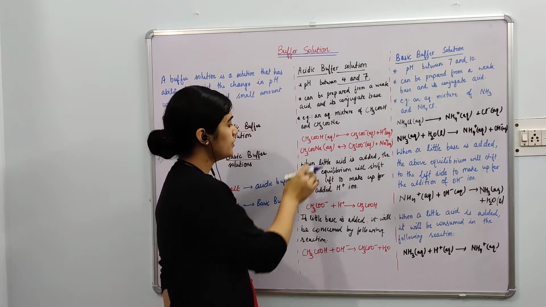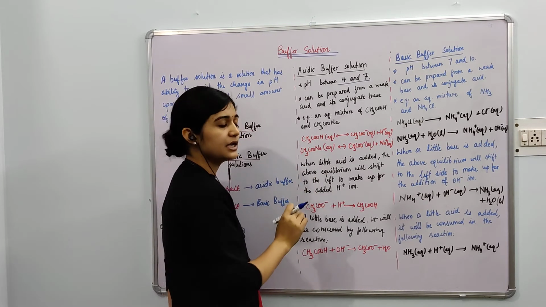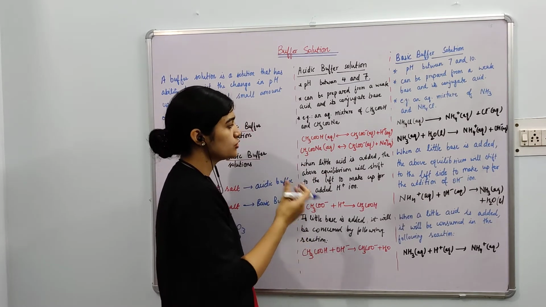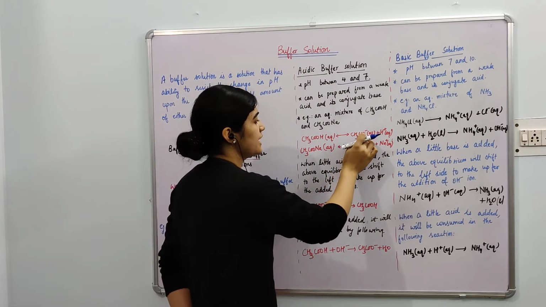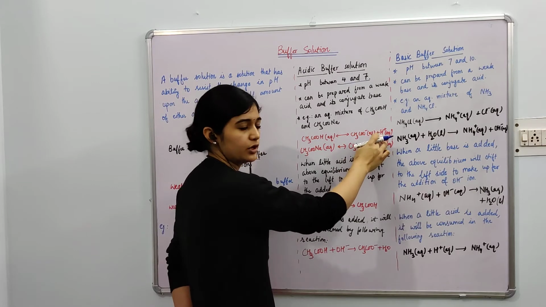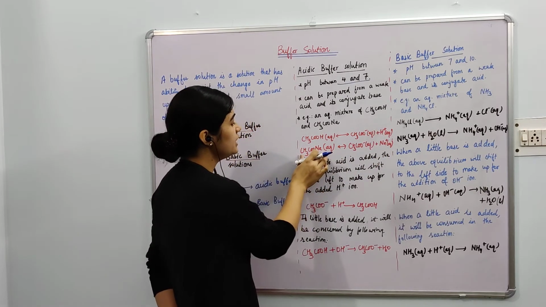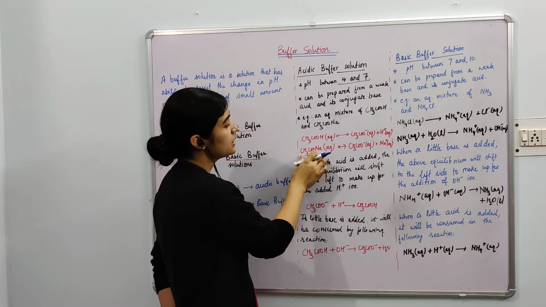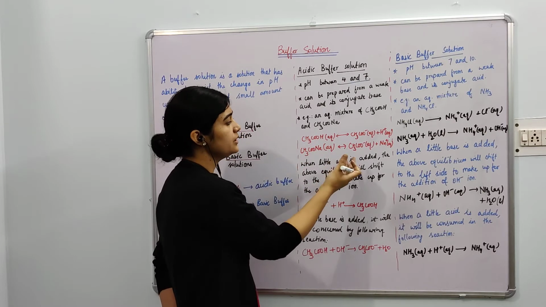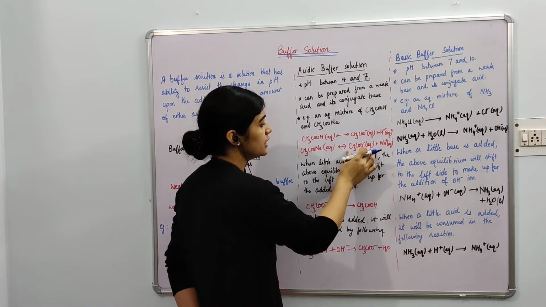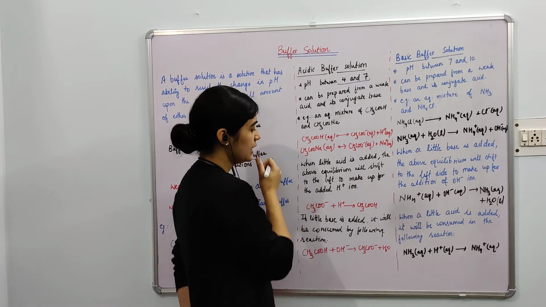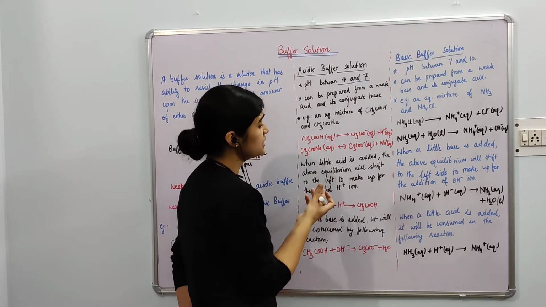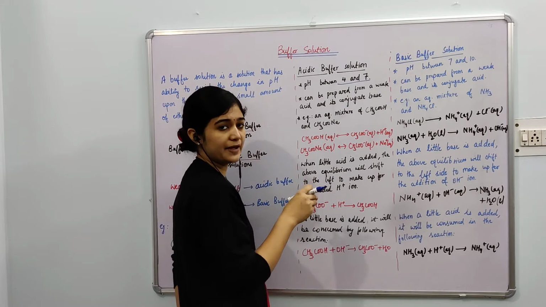Acetic acid, when present in an aqueous solution, dissociates to a very small extent into acetate ion and proton. Similarly, sodium acetate is a salt, so it will also be dissociated into acetate ions and sodium ions. Now let's see what happens when a little amount of acid is added.